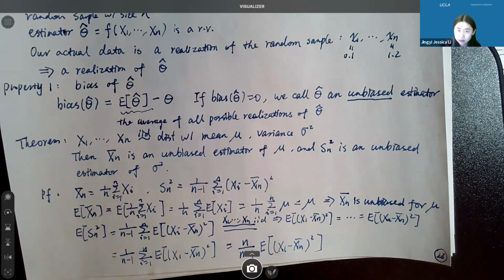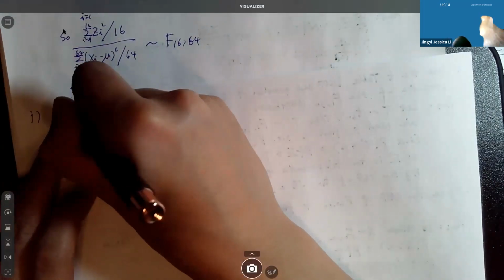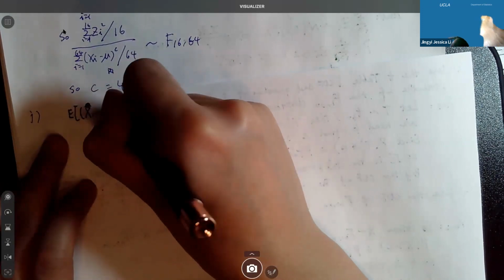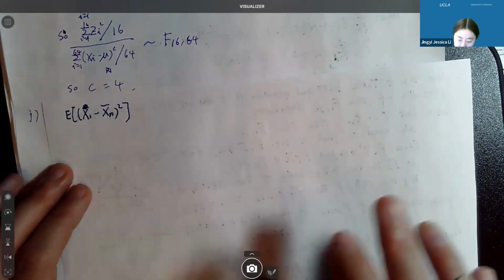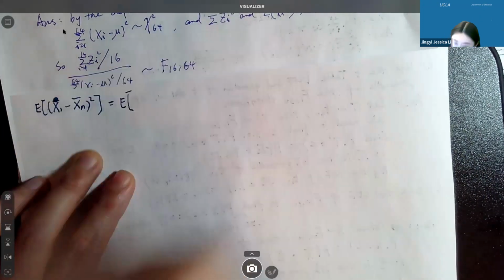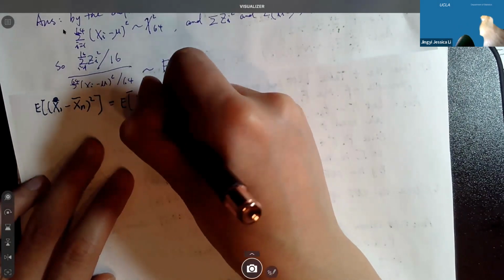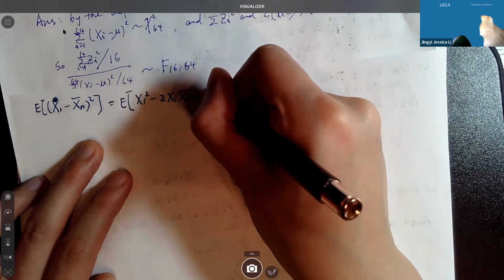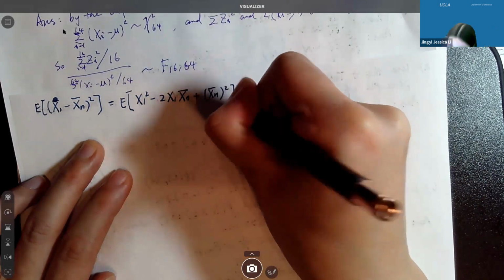Okay, sounds good. All right, so then what's left for us is to compute this expectation, right? Once we know this, we're done. So to compute this, the expectation of X1 minus X̄n squared, let's try to open up this square. Inside the expectation, I open the square and get X1 squared minus 2 times X1 X̄n plus X̄n squared. That's it.